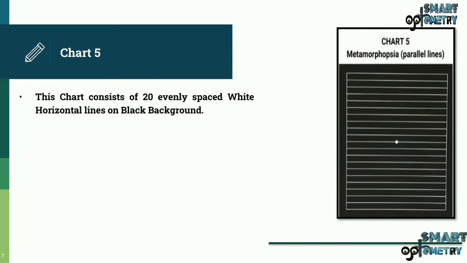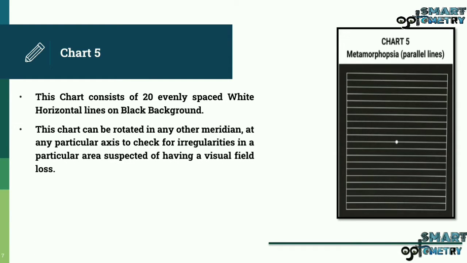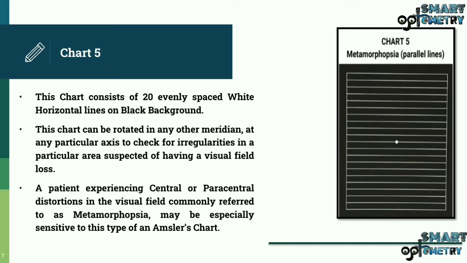Chart 5. This chart consists of 20 evenly spaced white horizontal lines on a black background. This chart can be rotated in any other meridian at any particular axis to check for irregularities in a particular area suspected of having a visual field loss.